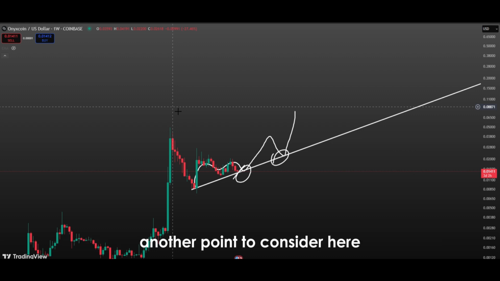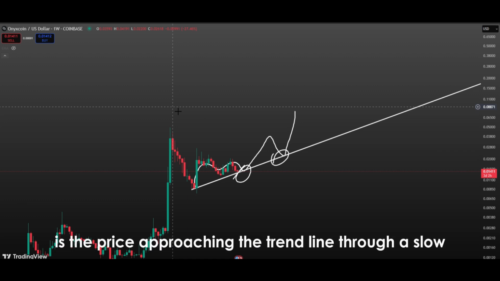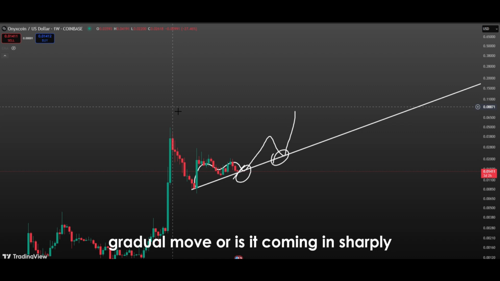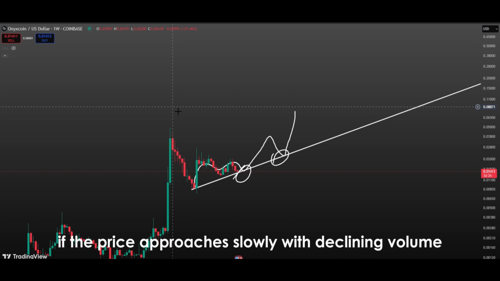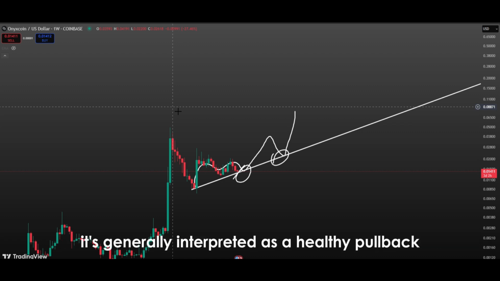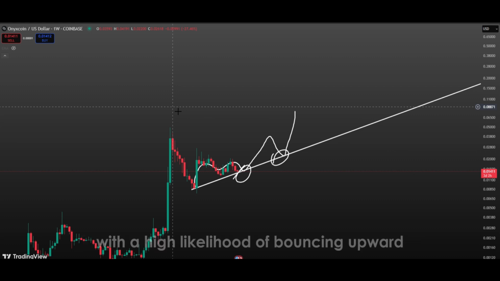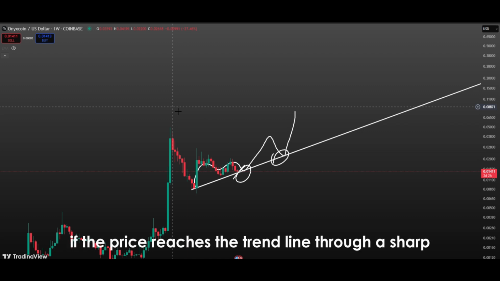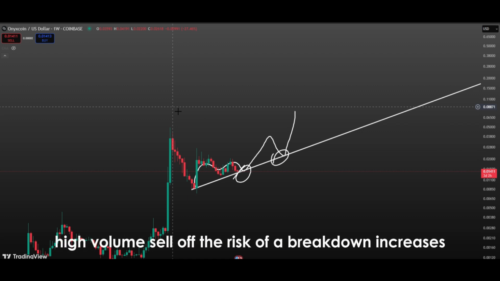Another point to consider here is the nature of the contact. Is the price approaching the trend line through a slow, gradual move, or is it coming in sharply? If the price approaches slowly with declining volume, it's generally interpreted as a healthy pullback with a high likelihood of bouncing upward from the line. However, if the price reaches the trend line through a sharp, high-volume sell-off, the risk of a breakdown increases.